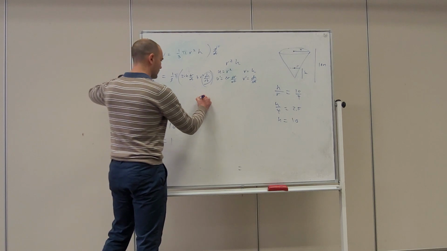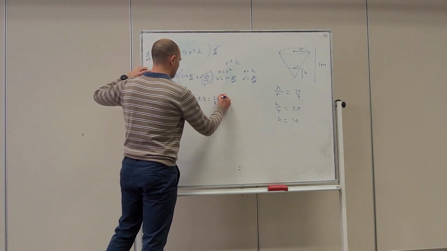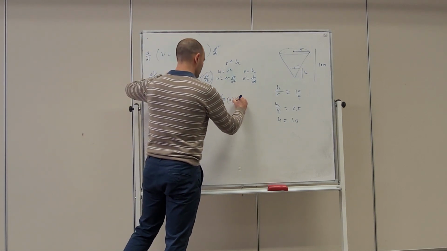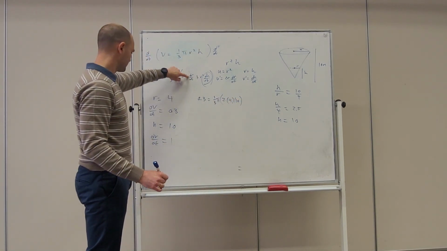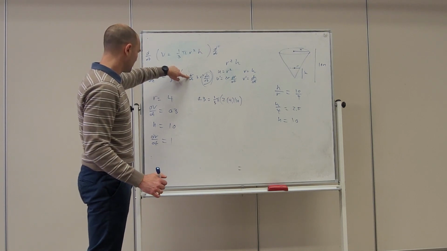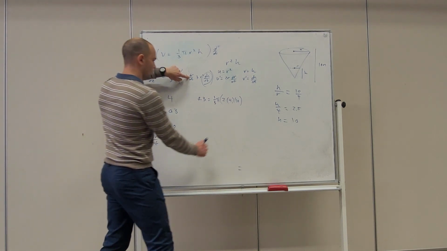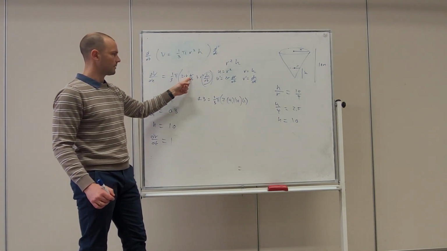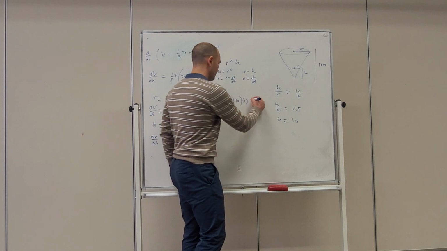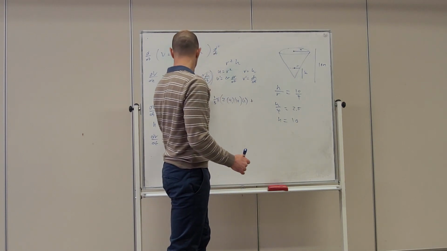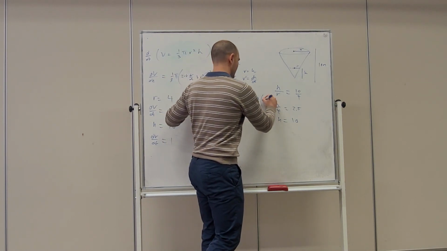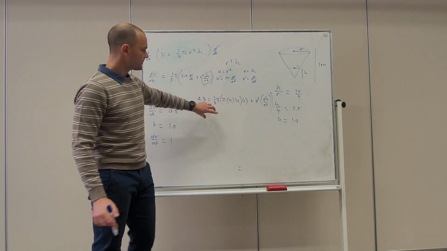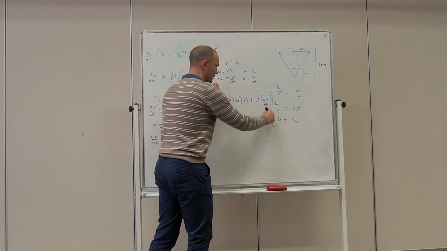So we're going to have 0.3 equals a third pi times 2 times, and our r value is 4, our h value is 10, and dr on dt is 1. Okay, so we've got 2 times our r value times our h value times our dr on dt, plus, and we have r squared, which is 4 squared, and then we have dh on dt. That's the variable we're trying to solve for.